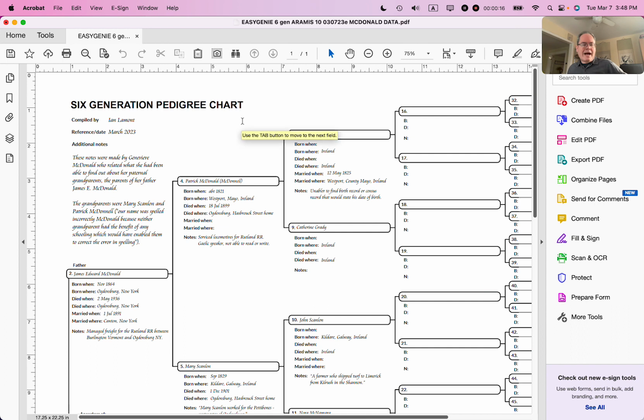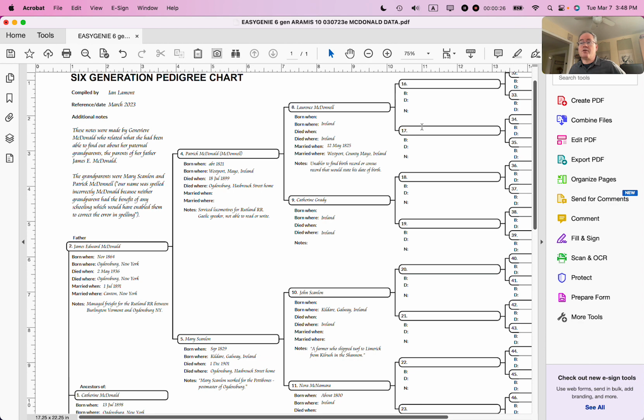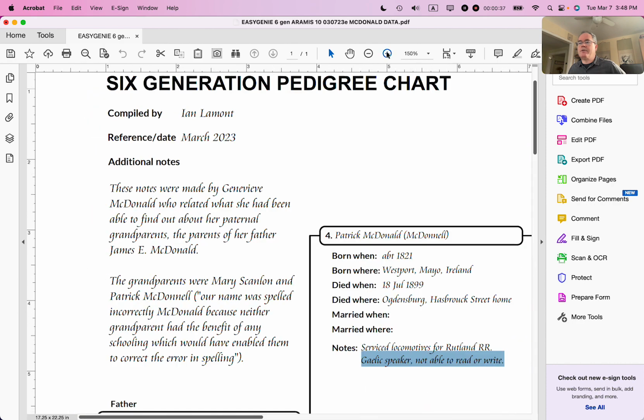So when I designed this particular chart, of course, pedigree charts are a very standard format. You have people going back in many generations. So this is a 6th generation chart, starts with person number 1, goes back to the 6th generation. But one other thing I wanted to add besides people's names and maybe where they were born is to add a notes field. So let's take a look at Patrick McDonald. Zoom in a little bit here.